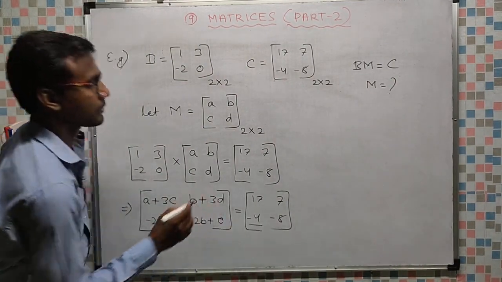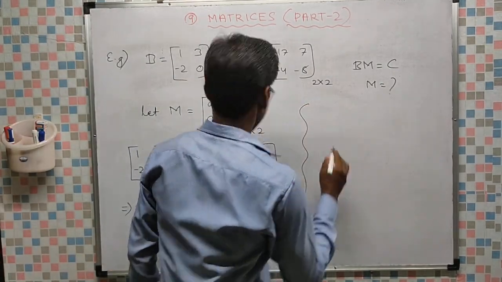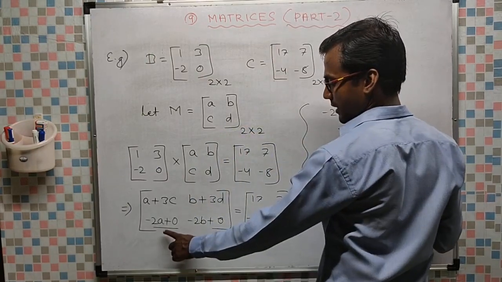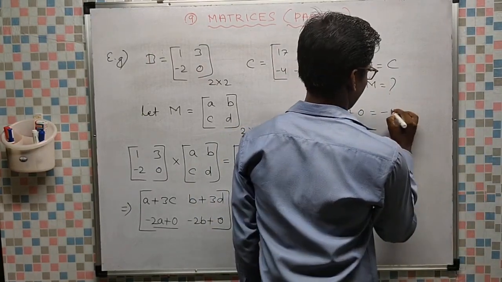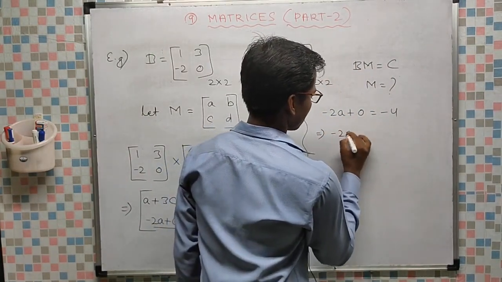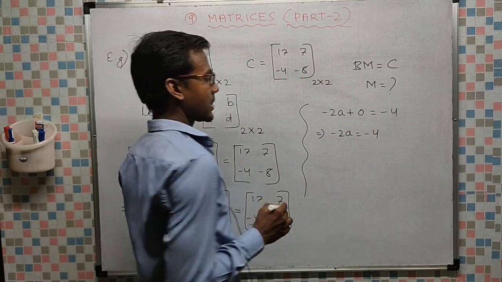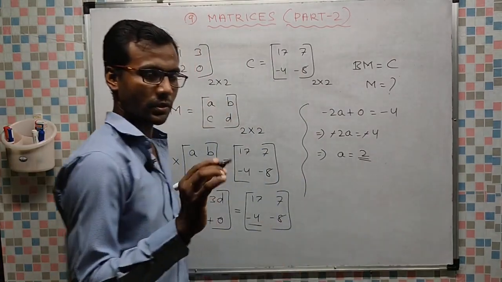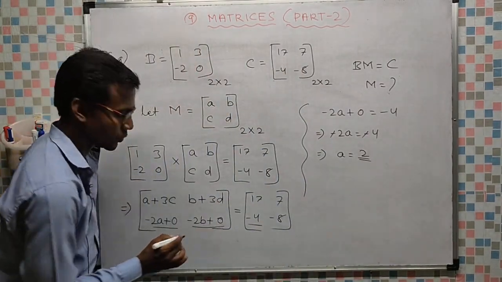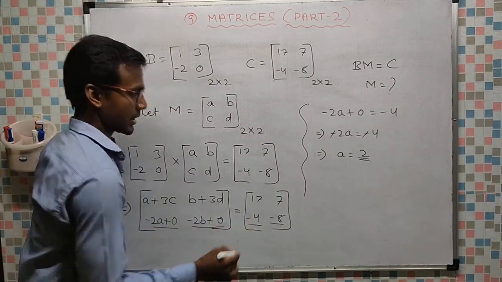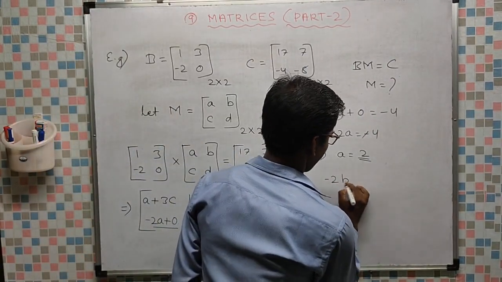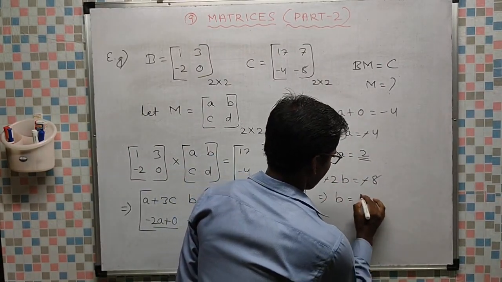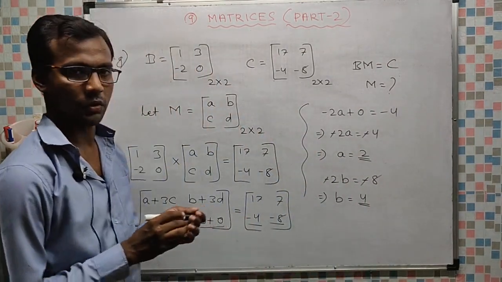Let us solve this. Minus 2a plus 0 is equal to minus 4. So minus 2a is equal to minus 4. Minus minus cancel. a is equal to 2. Now minus 2b plus 0 means minus 2b is equal to minus 8. Minus minus cancel. b is equal to 4.